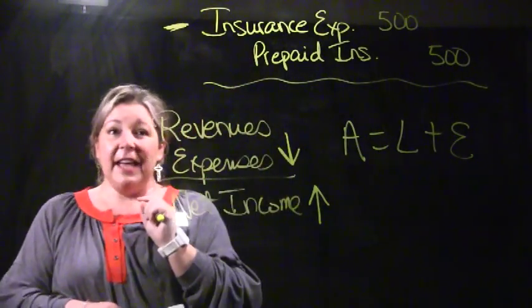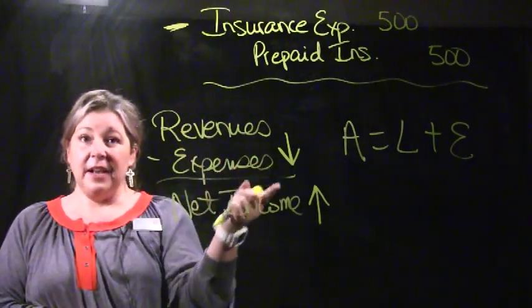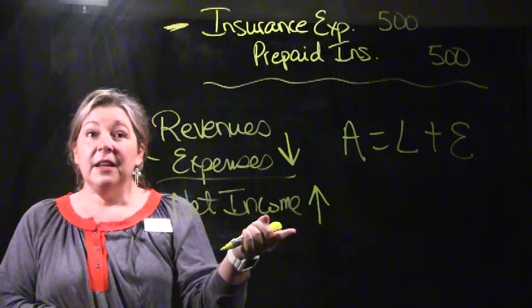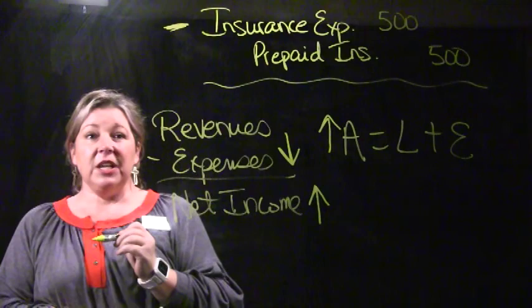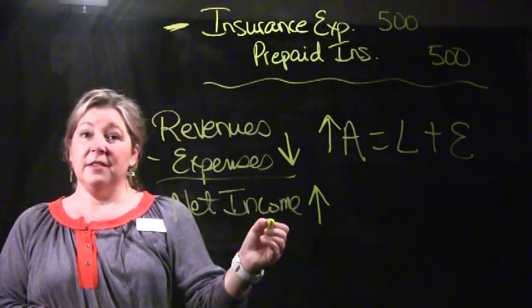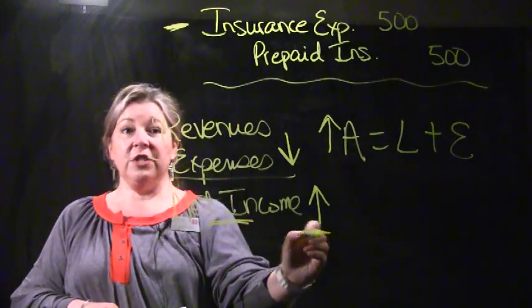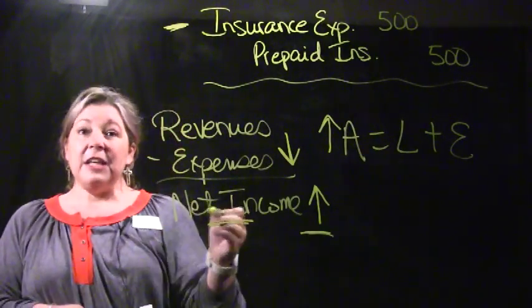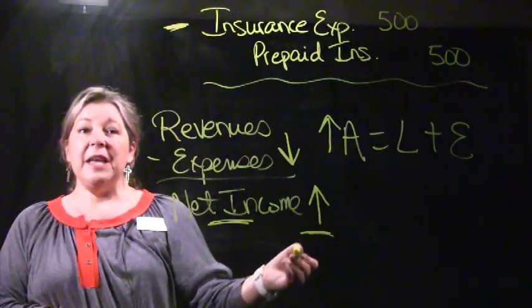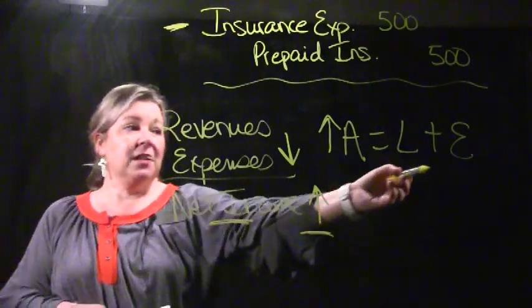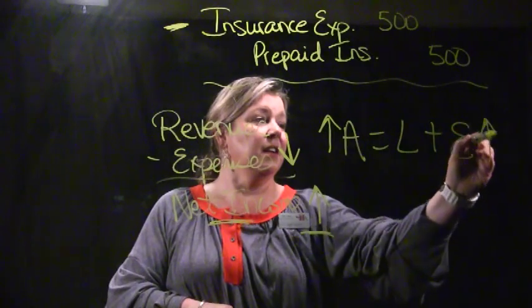Prepaid insurance is an asset. I was supposed to decrease it, right? Credit decreases an asset, but I didn't. If I didn't decrease it, then that means my assets on my balance sheet are overstated. And we know if net income is overstated, then I'm adding too much to my statement of owner's equity, which therefore means my ending capital balance, which goes right here, is also overstated.